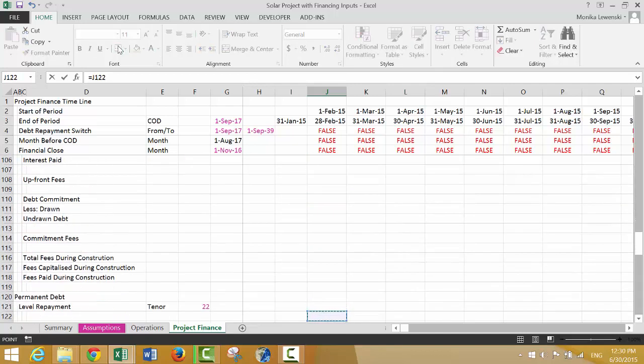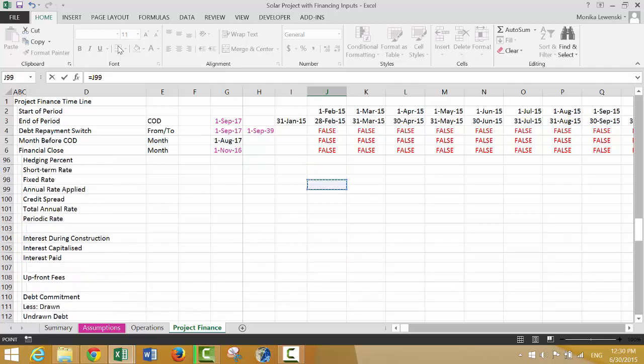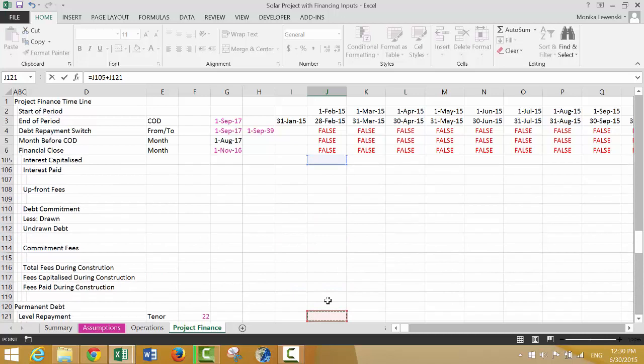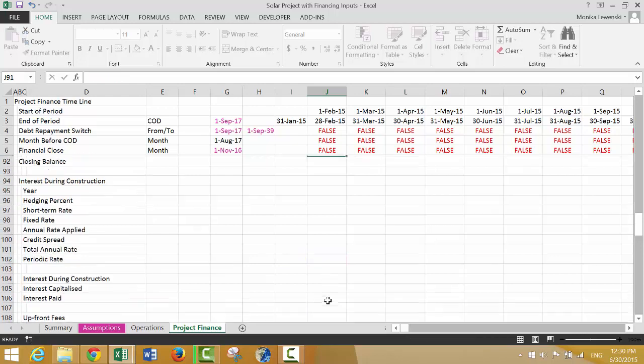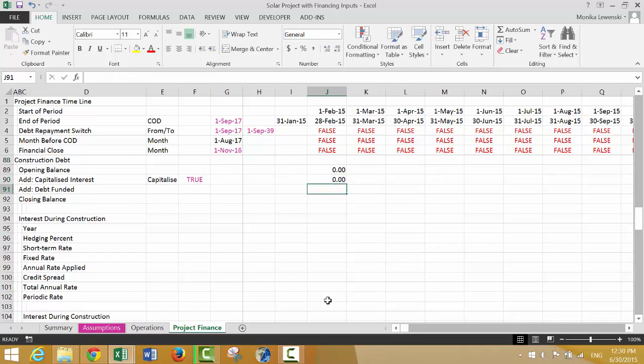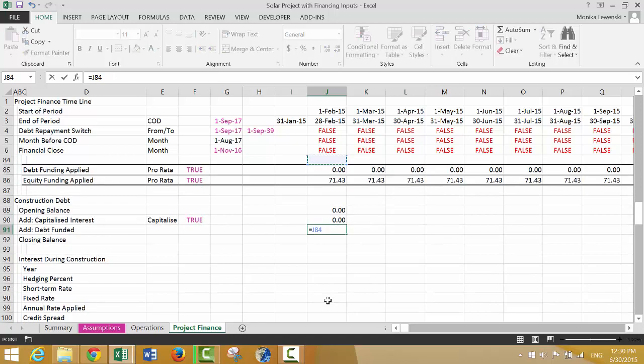So then we put the capitalized interest during construction. Oh, this is the capitalized fees. Let's first put the capitalized interest and add for the capitalized interest the capitalized fees. Okay, and as I'm saying this, the debt funded is just from this key line we have up here, and the closing balance is the opening balance plus the cap add. Let's use Alt equal, okay? And then Shift Control R.